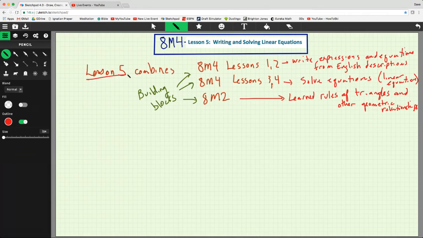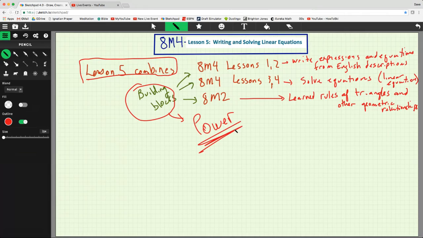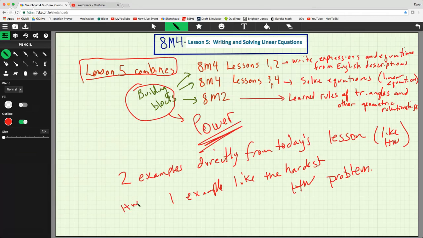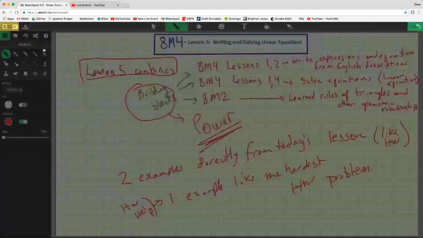Okay, so these are the things that we combine in lesson 5, and again, these are our building blocks. We're going to take a big step up and combine what we've learned. We're going to do 2 examples directly from today's lesson. These are all just like the homework. The homework doesn't really do anything terribly different. And then we're going to do 1 example like the hardest homework problem. This is our homework help, but really, all 3 examples are homework help. So let's get going. 3 problems, and that's what we're doing today.